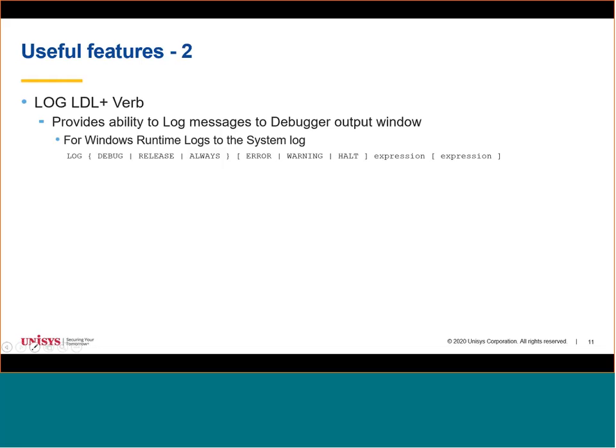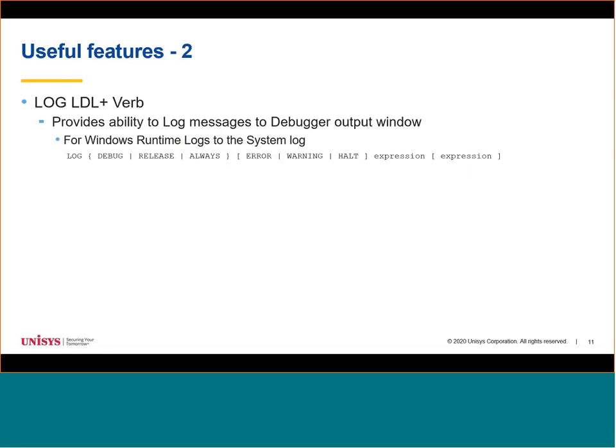And the syntax of it is log, and then you can say whether you want to use it in debug, release, or always. So in other words, you're just saying when should it be used. You've got essentially some indicators here as to what type of error it should detect, and then you just have an expression, something it's going to print effectively, and you've got the ability to define 1 or 2 expressions in there.